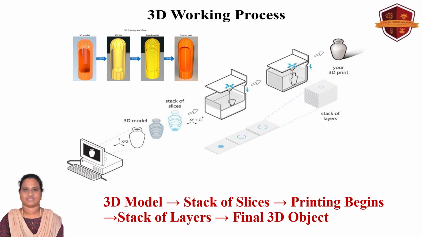Coming to step 4, stack of layers. Here the accumulation of all printed layers forms the final 3D shape. The object gradually takes its full height and structure.